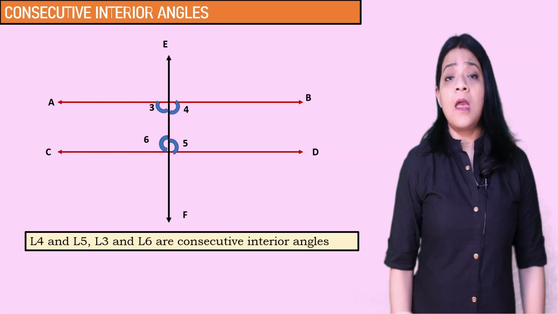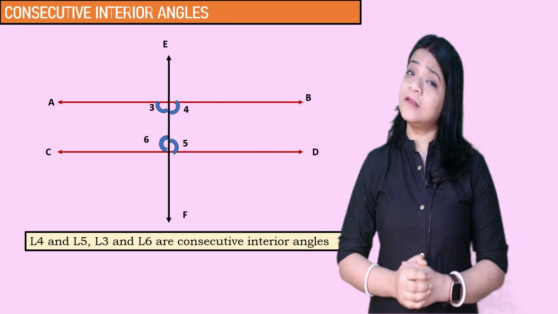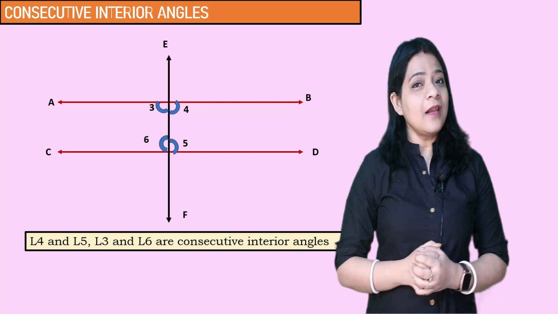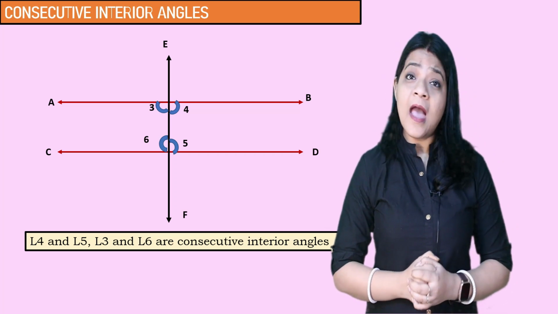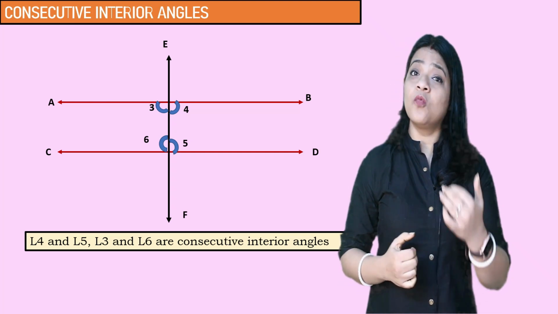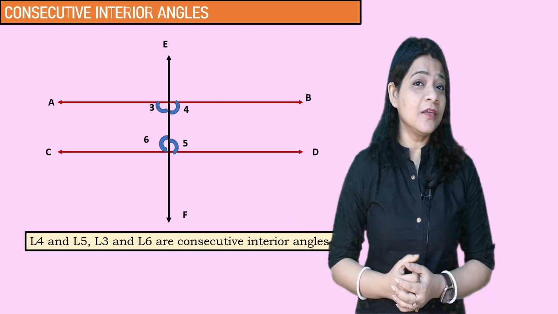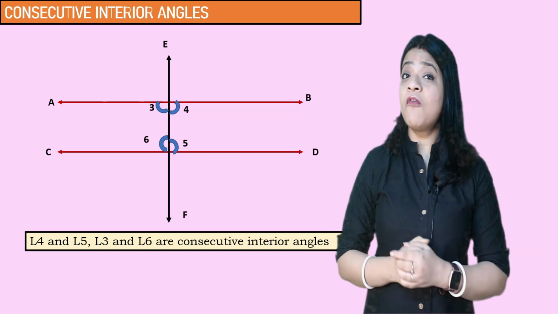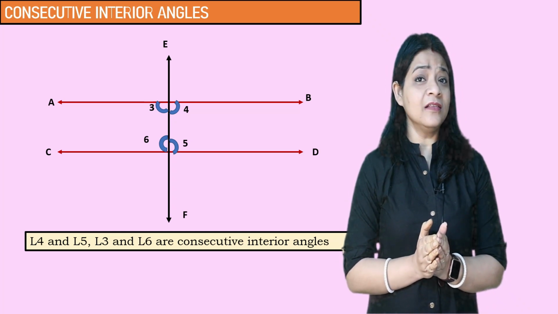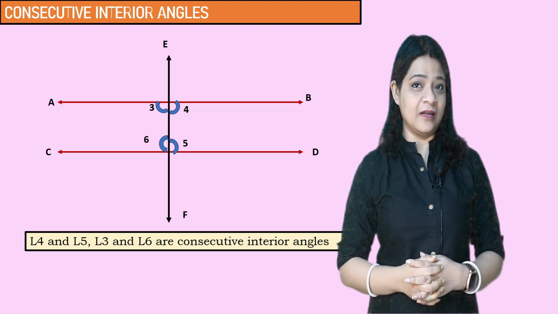Another important topic that you need to know is, what are consecutive interior angles? Here the interior angles are angle 3, angle 4, angle 5 and angle 6. Consecutive means one after the other. So here, what are the consecutive interior angles? Angle 4 and angle 5 make a pair of consecutive interior angles, and angle 3 and angle 6 make a pair of consecutive interior angles.